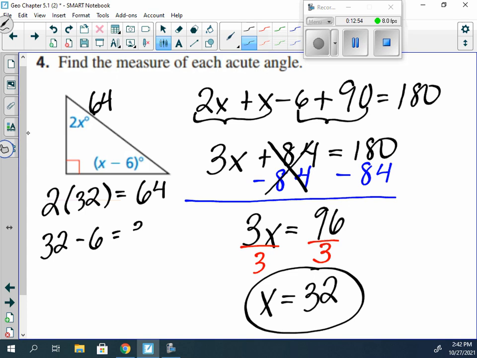26. So all we had to do was solve for the value of x and then just plug it back in. This one, our triangle, is actually easy to do. Any questions on any of this here?